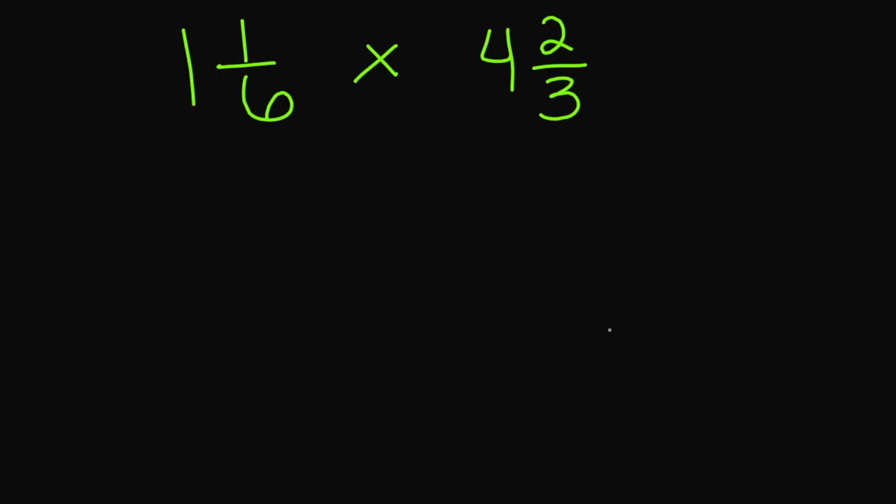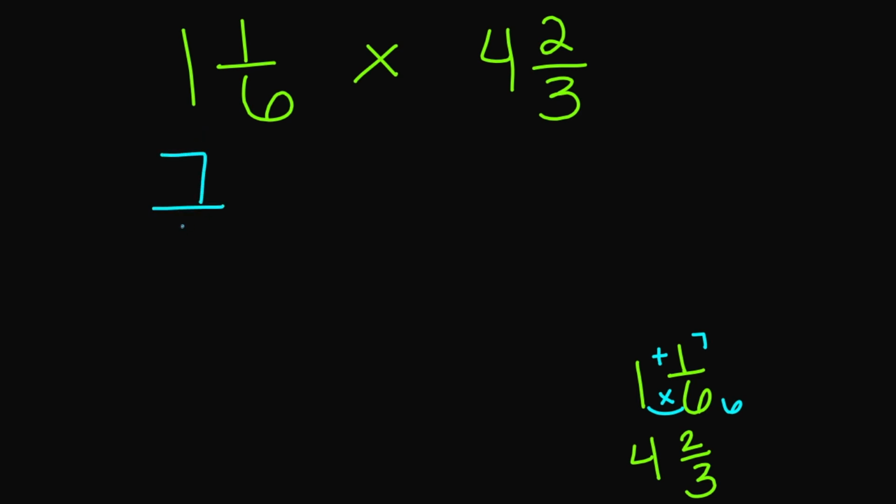1 and 1/6 times 4 and 2/3. Let's go ahead and turn our mixed numbers into improper fractions. 1 times 6 is going to give us 6. Plus 1 is going to turn into 7. So as an improper fraction, this is going to be 7 over 6. Times 4 times 3 is going to give us 12. Plus 2 is going to give us 14. So as an improper fraction, we're going to get 14 over 3.